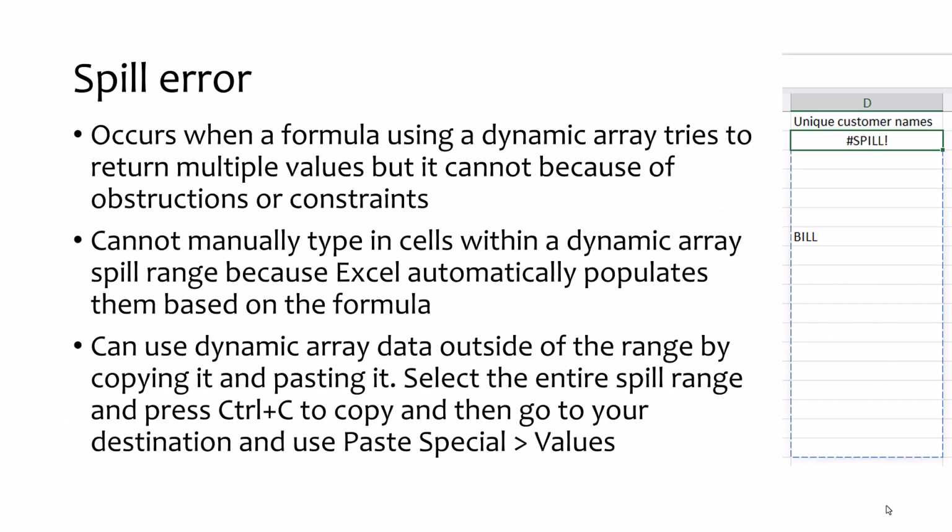A spill error occurs in Excel when a formula using a dynamic array tries to return multiple values, but it cannot because of obstructions or constraints. If there is data or formatting in the range where the formula needs to spill, Excel cannot overwrite it. You also cannot manually type in cells within a dynamic array spill range because Excel automatically populates them based on the formula. You can use dynamic array data outside the range by copying it and pasting it.